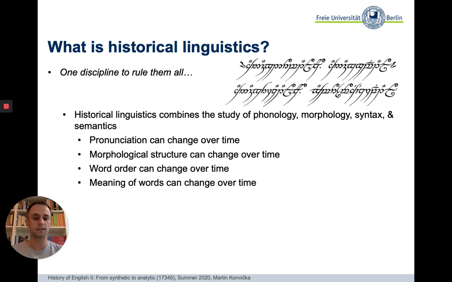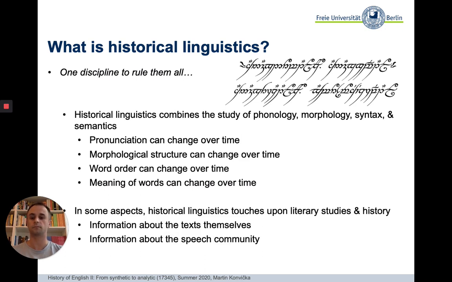In historical linguistics, we'll combine the study of phonology, morphology, syntax, and semantics together, because pronunciation can change over time, as we will see. Also, the morphological structure of a language, in this case English, can change and changes over time. Word order can also change over time, meaning syntax will be important. And also, as we will see, the words can change their meaning over time as well. In some aspects, historical linguistics also touches upon literary studies and the study of history.